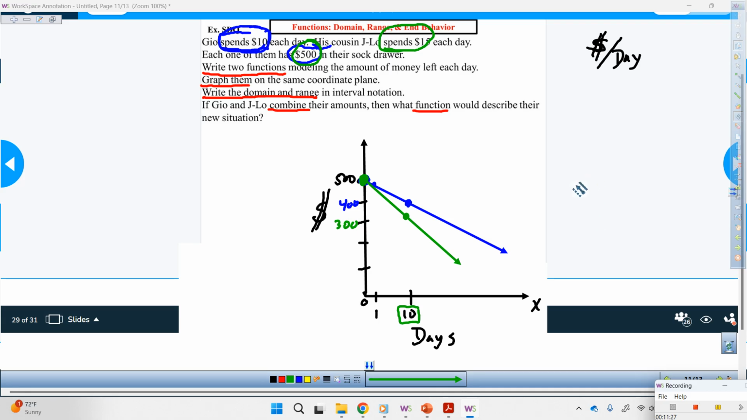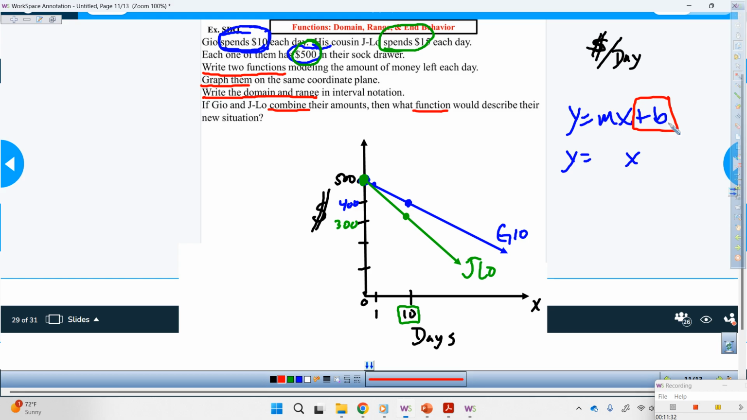All right, so now we have enough information to write our equation. So let's start with Gio. Gio is in blue. J-Lo is in green. I'm going to start over here. I want you to write y equals mx plus b. Y equals blank x blank. So, with that said, what is our y-intercept?